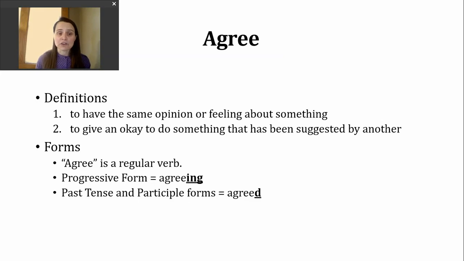Agree is a regular verb. To make it progressive, all we need to do is add ing. And to form the past tense and the participle forms, all we need to do is add a D. So we're not going to add an ed, otherwise that would make 3 E's in a row. And I don't think you see that in any word in English.